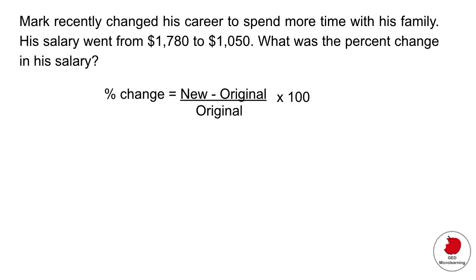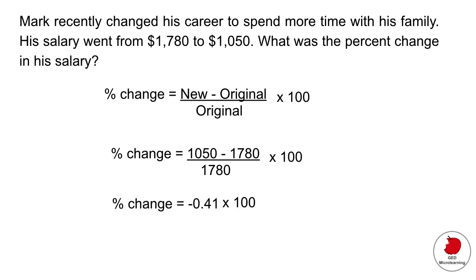Okay, so if we apply this to this problem, they told us that his new salary is $1,050. We would subtract that from the original salary, which was $1,780, divide that by the original salary, once again, and then multiply by 100. So that gives us negative 0.41 times 100. So the percent change would be negative 41%.